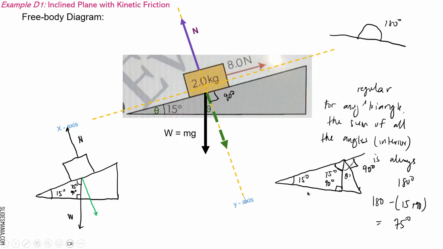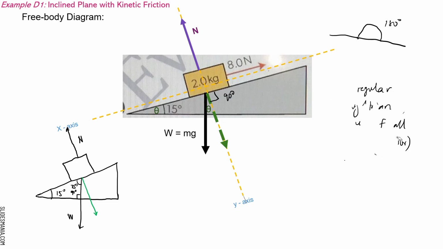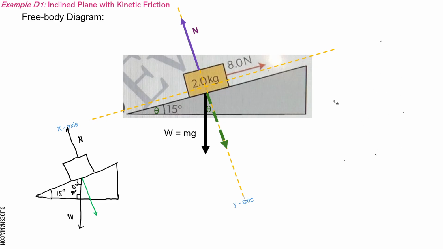And notice, what is their third angle? It's also 15 degrees. So that is why the angle that the weight force vector creates with the green dashed line is also theta, or 15 degrees. So that is the reason why that angle right there was denoted as 15 degrees. It's the same angle as the angle of the incline. Okay, so that is the reason why. We know that is theta.